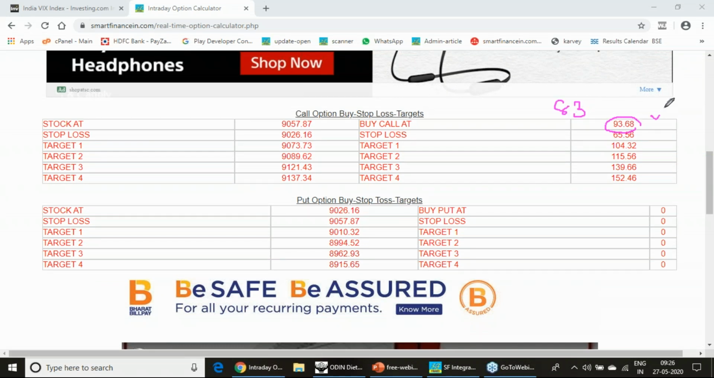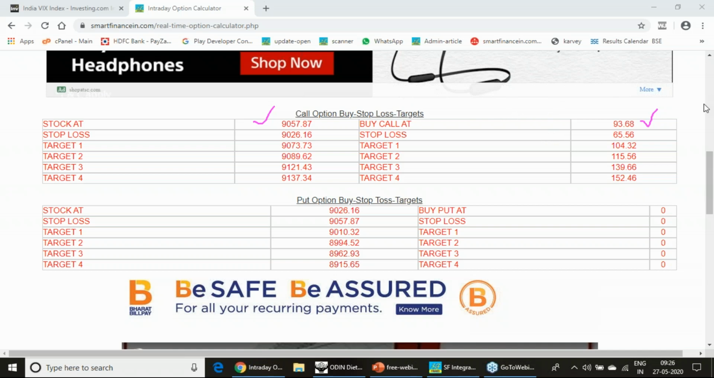And if it goes to 93, and Nifty spot, which I have taken for the analysis, goes to 9058, I can think of buying the call option. Now the question comes: should I buy at 94, or when Nifty touches 9057? Here the question is, whichever comes earlier.